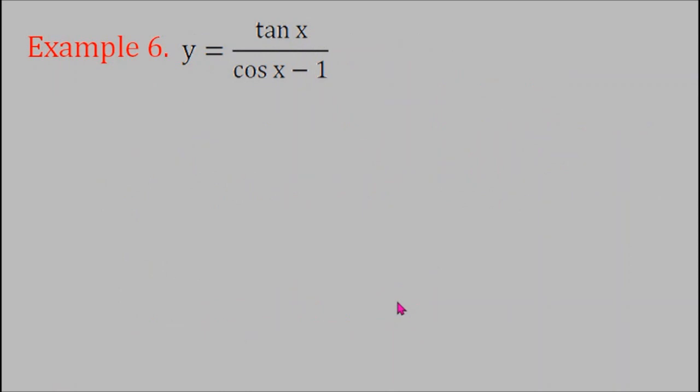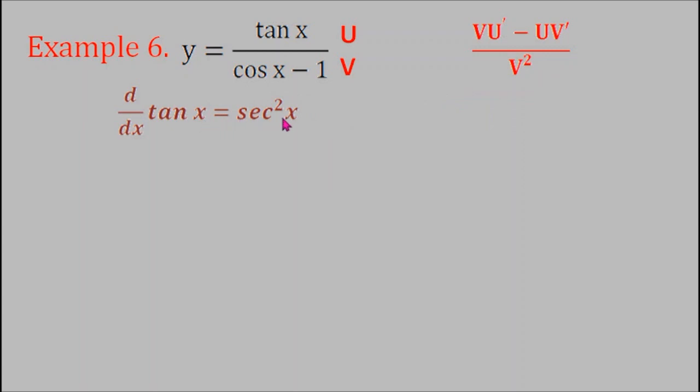Example number 6. So this is finding the derivative of a quotient. So we let tan x to be our u and cosine x minus 1 as our v. And our formula for the derivative of a quotient is v times the derivative of u minus u times the derivative of v all over v squared. So the derivative of tan x is secant squared x, while the derivative of cosine x is negative sine x. So we are going to follow this formula.